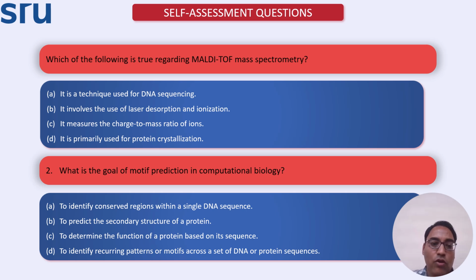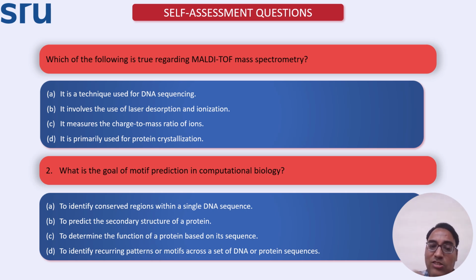What is the goal of motif prediction in computational biology? To identify conserved regions within a single DNA sequence. It is not the ultimate goal. Yes, it is partially correct: conserved regions, but is it a single DNA sequence? That looks a bit of a dilemma.